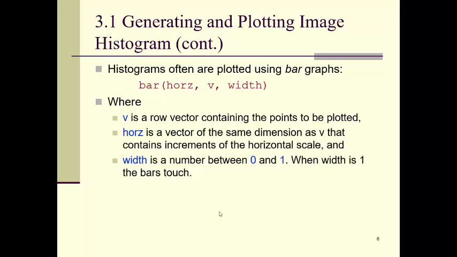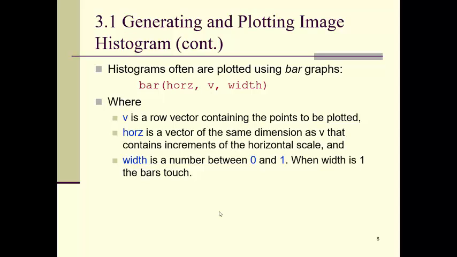Okay? So in order to represent it using bars, I can either use the imhist function directly, or take the values that I have obtained from the histogram and apply the function bar. This bar function needs 3 arguments: horizontal, V, and width. V is the row vector containing the points to be plotted, which is the result of the histogram that we have. Horizontal is a vector of the same dimension as V, and contains increments of the horizontal scale. Here it corresponds to the different intensity values, for example 0, 1, 2, 3, up to 255.